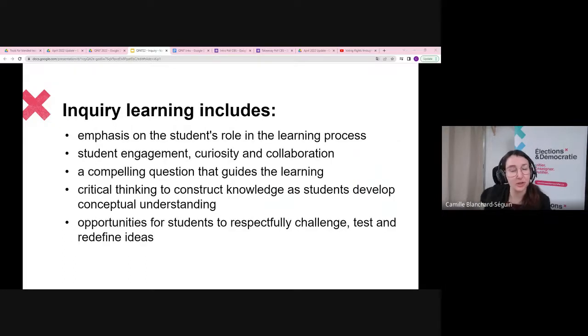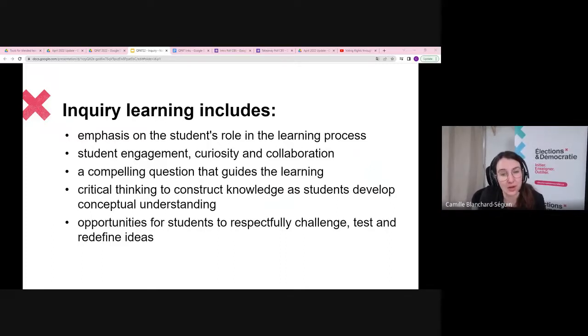Now, today, we'll talk a little bit more about inquiry learning as well. So as I mentioned, we wanted to have an inquiry pedagogical approach in our resources. So the guidelines we were using in order to create these inquiry-based lessons are the ones that are on the screen. So really wanted to emphasize the students' role in the learning process, to make sure students are engaged, that they're curious, and that they collaborate. There's really always a compelling question that guides the learning. So a question that's not going to get answered in the 1 hour lesson, a question that is supposed to linger, that you maybe want to bring home and talk to your friends and family about.